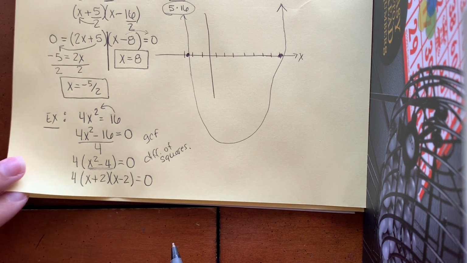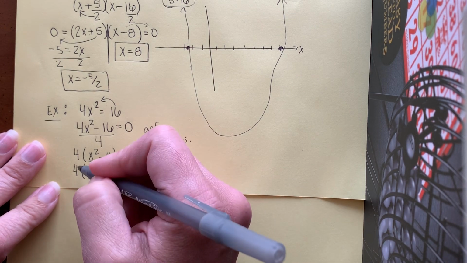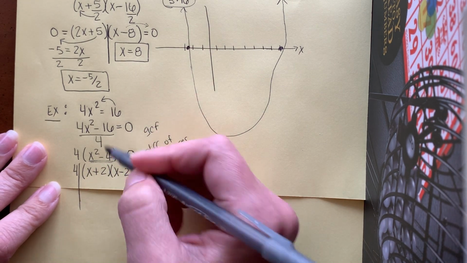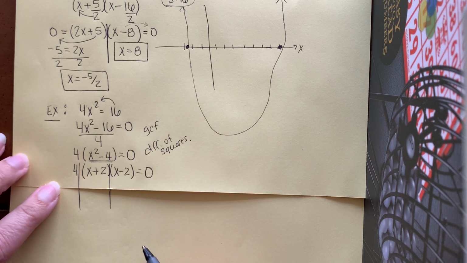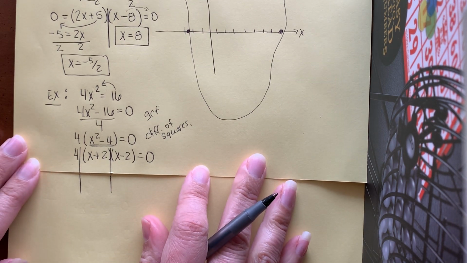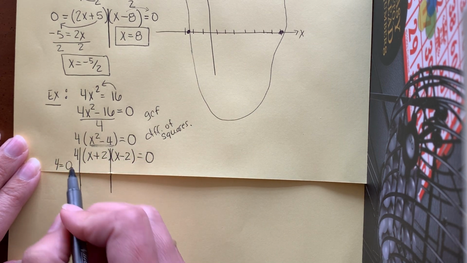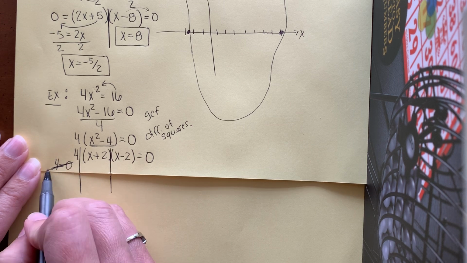All right, so I'm going to slide this down, so I think I'm going to run out of paper. I'm ready to split and solve. So everywhere you see parentheses, you're going to draw a line. So I've got 1, 2, 3 factors that I need to set equal to 0. Well, the first one makes no sense. If I say 4 equals 0, throw it out. That makes no sense.